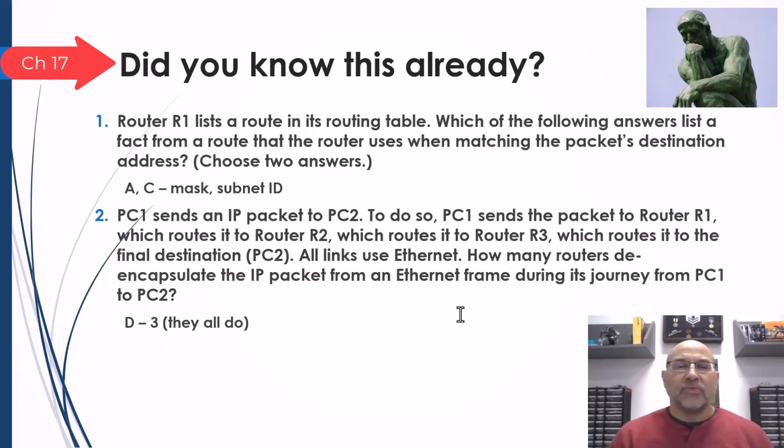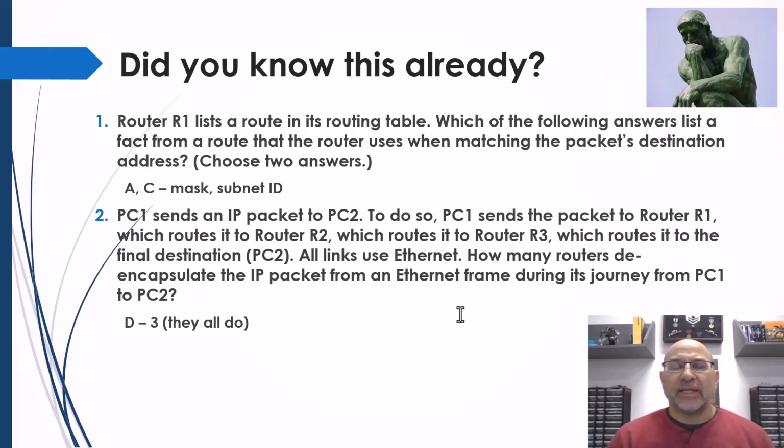All right, did you know this already? Router 1 lists the route in its routing table. Which of the following answers lists the fact from the route that the router uses when matching the packet's destination address? We have to realize that the packet comes in, and the packet is going to have an IP address. And the router says, all right, which is the entry that I want to use with this? The answer is going to be A and C, the mask and then the subnet ID. When I AND the routing table entry with the mask and the destination with the mask, they should be the same.